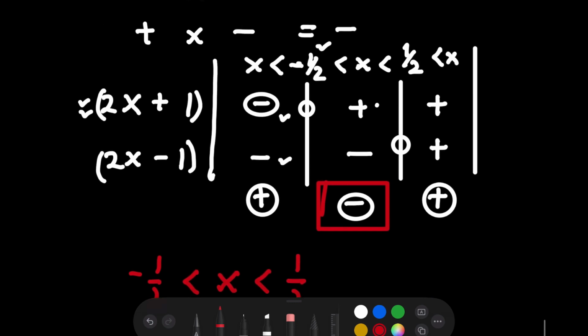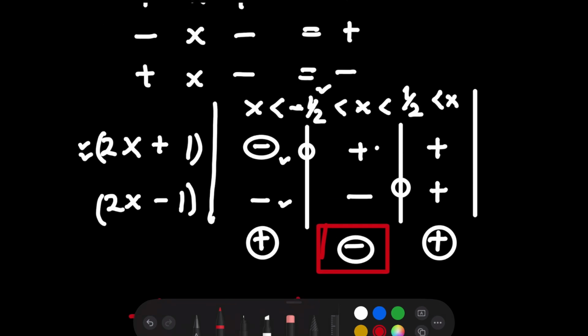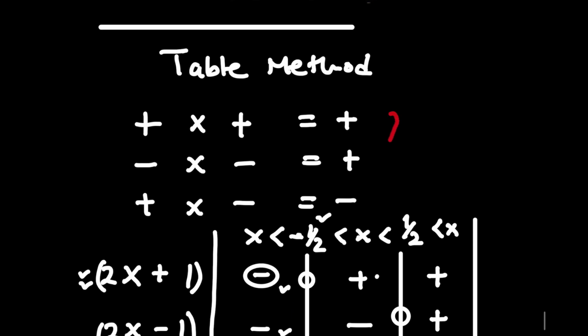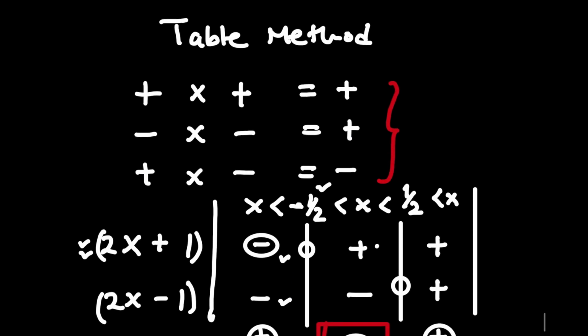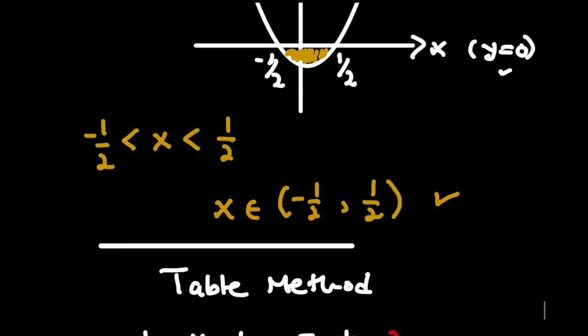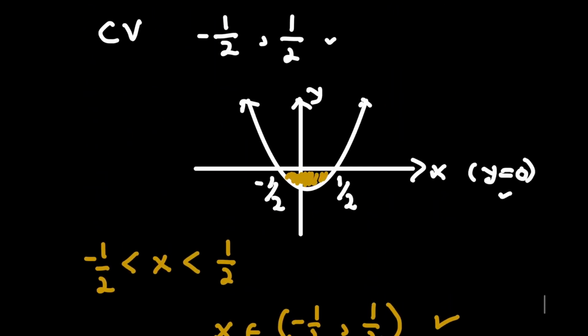On the table method, this is all we need to know, and our expression should be in these forms right here. For the graphical method, we should have an idea of how the function looks, taking note that the critical values form the roots of the quadratic function you might be given.